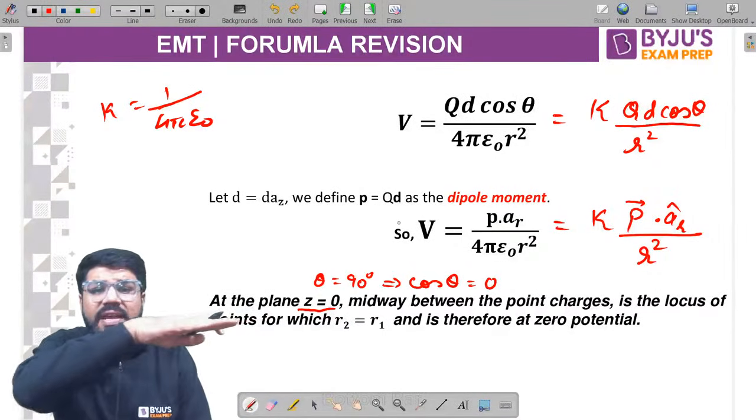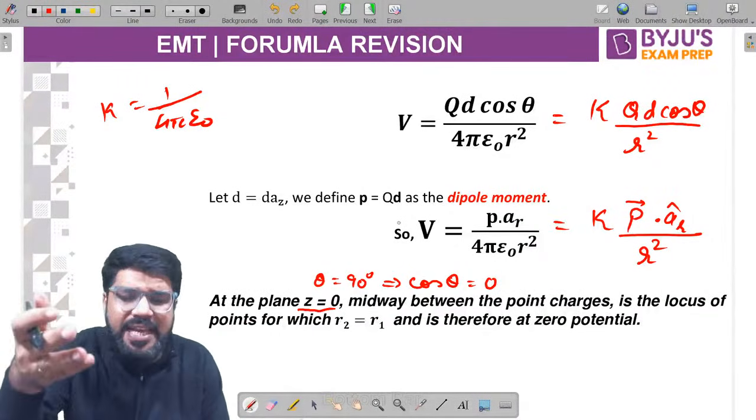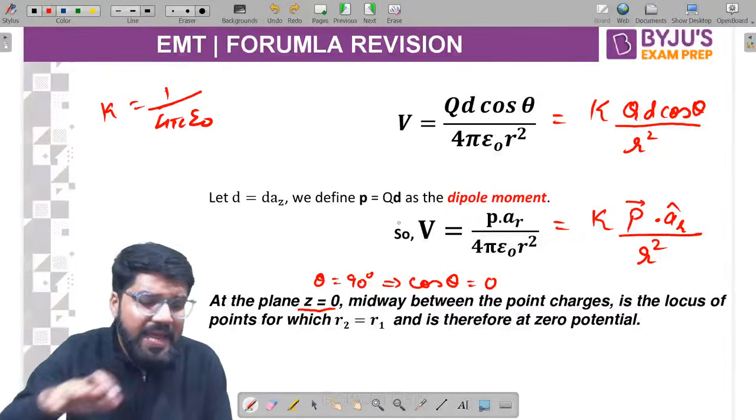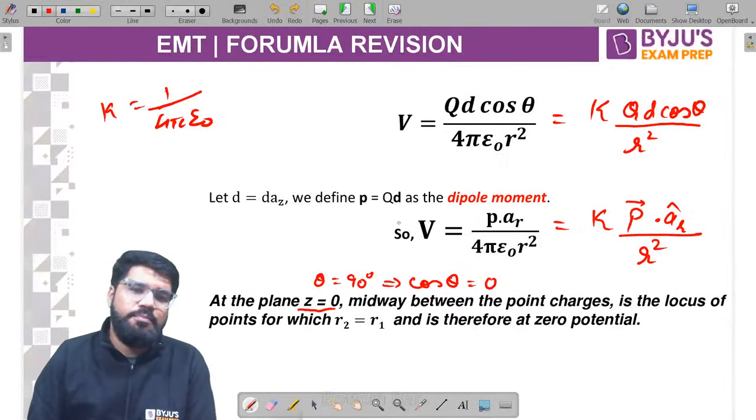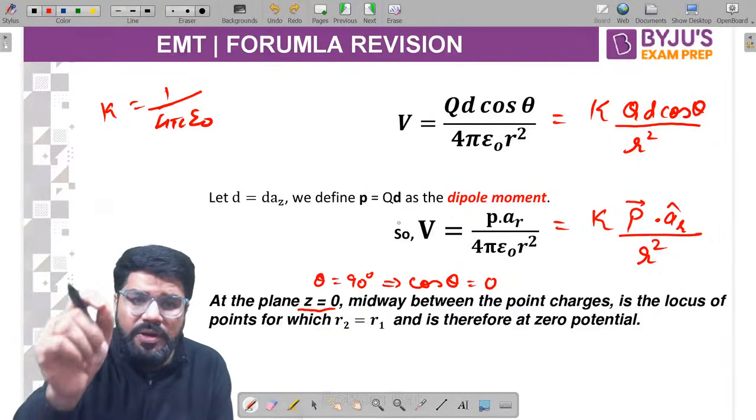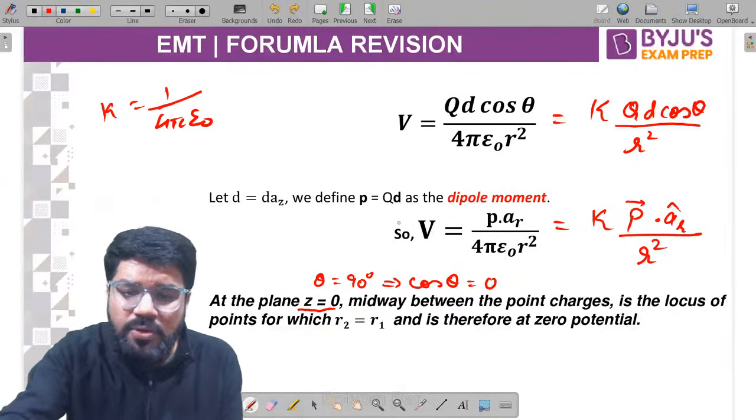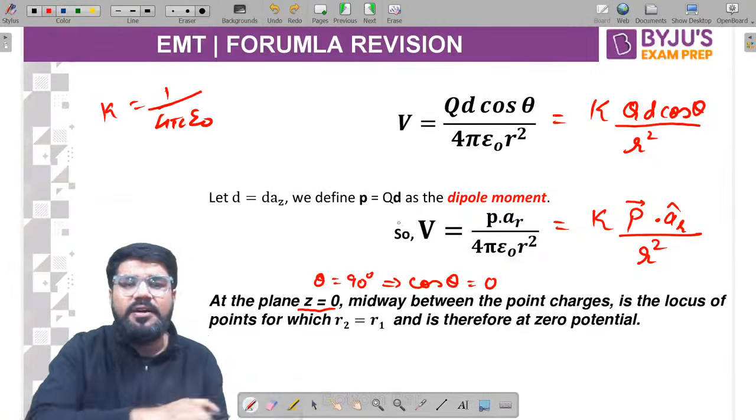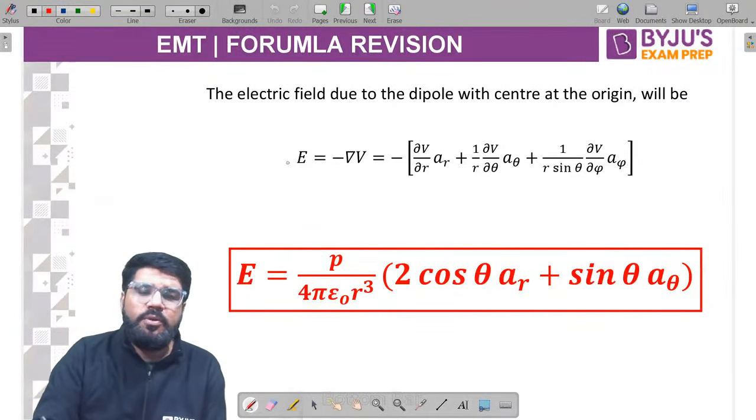So whatever is the plane, here it is the xy plane, in general it could be any other plane which is midway of the dipole. Any plane which is midway of the dipole is always at equal potential, and that equal potential is 0. That is known as the zero equipotential curve.